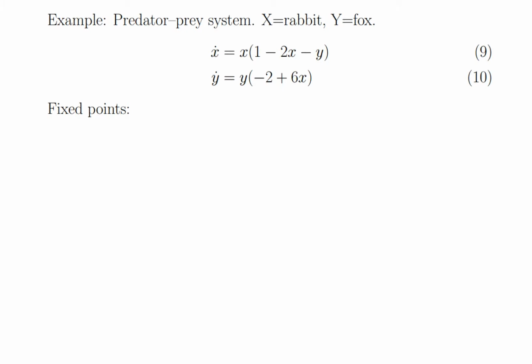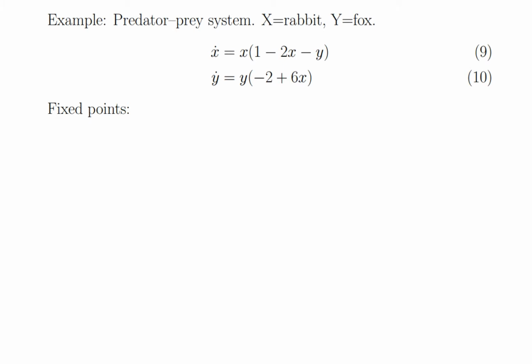You can see that more y's will decrease the growth rate of the x's. More foxes means fewer rabbits. But in the y equation, more x's means greater growth rate of the y's. More rabbits means the foxes can increase. Furthermore, if x is 0, so there are no rabbits, then the y equation reads y dot equals minus 2y. So without the rabbits, the foxes will just die away to zero very rapidly.